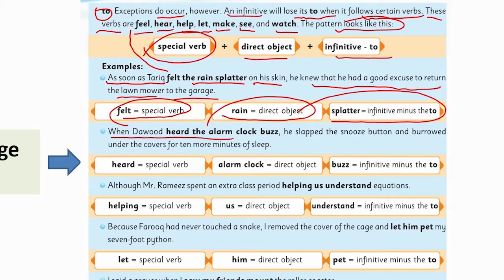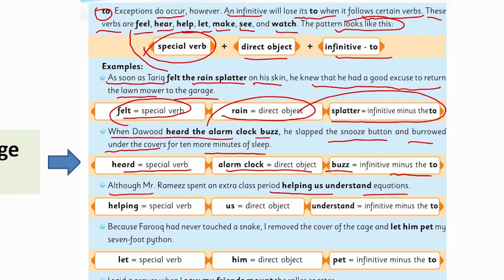When Daud heard the alarm clock buzz, he slapped the snooze button and burrowed under the cover for 10 more minutes of sleep. Heard is the special verb, alarm clock is the direct object and buzz is an infinitive minus the to. Although Mr. Rami spent an extra class period helping us understand equations, helping is the special verb. Us is the direct object. And understand is what? Yes, infinitive minus the to.